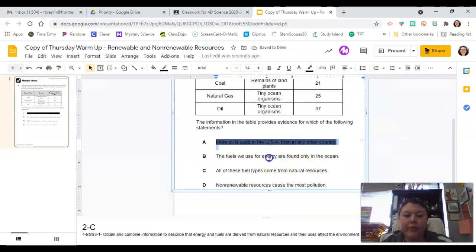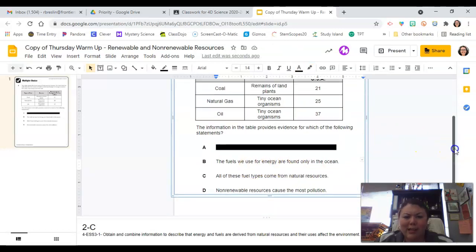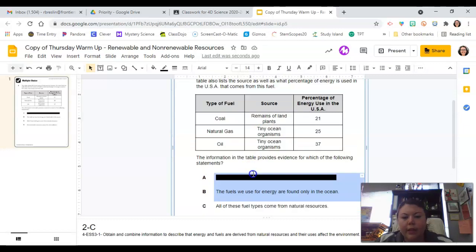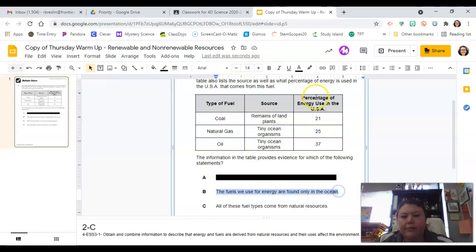B, the fuels we use for energy are found only in the ocean. Is that supported on here? Let's see. This is found in the ocean, oil. Natural gas is found in the ocean. Coal is found on land. So no.